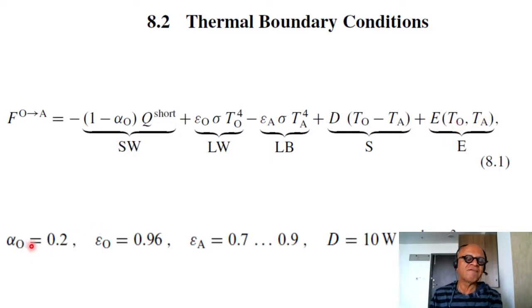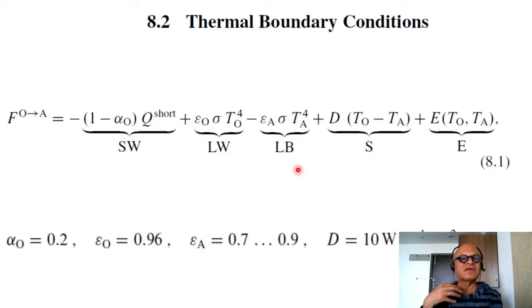So the average albedo of the ocean is about 0.2, and emissivity of the ocean is 0.96. Emissivity of the atmosphere ranges from 0.7 to 0.9, and this sensible heat exchange coefficient is typically chosen to be 10 watts per Kelvin per meter squared. So now you know what we mean.